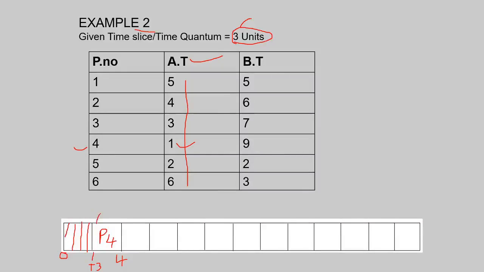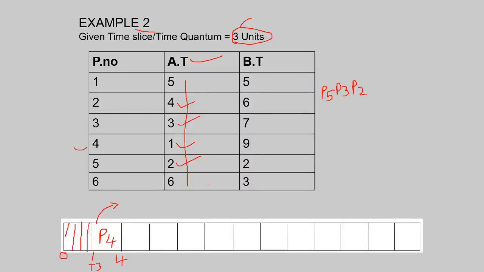Now check, while process P4 is executing, which processes have arrived in the queue. At unit 2, process P5 has arrived, so write that in the queue. At unit 3, process P3 has arrived, and at unit 4, process P2 has arrived.